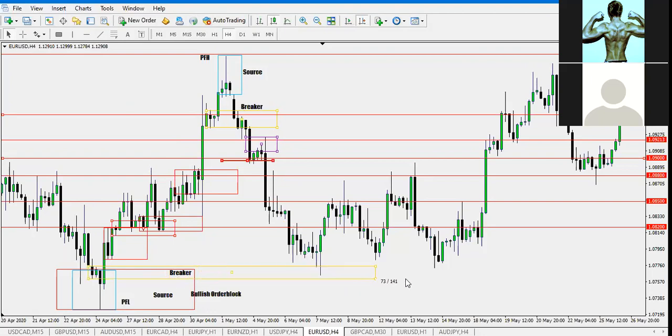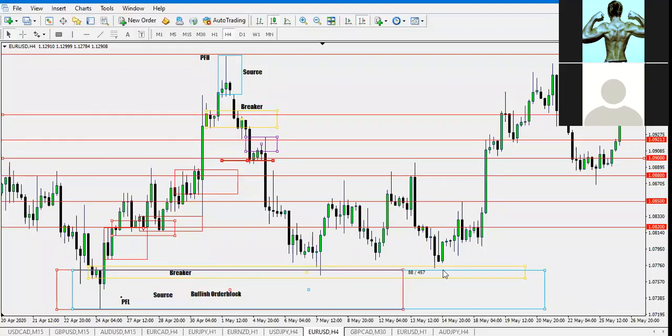Well, let's pull our breaker across over here. So remember at the bottom, there was this breaker over here. And also we have our source at the bottom. And also we have this bullish order block. So this moved to the downside, wicked into our breaker over here. Because why? We like our breaker and we like our source to be tested.